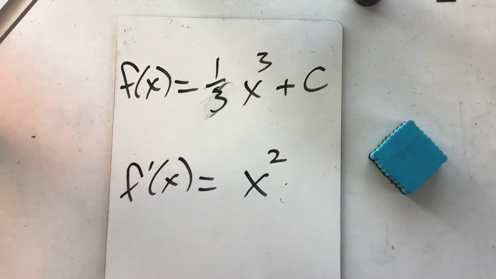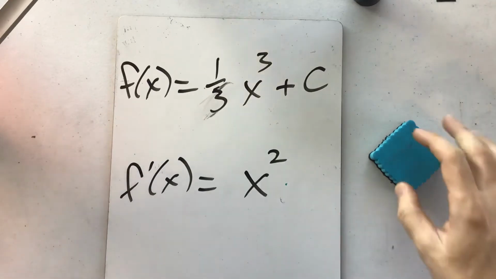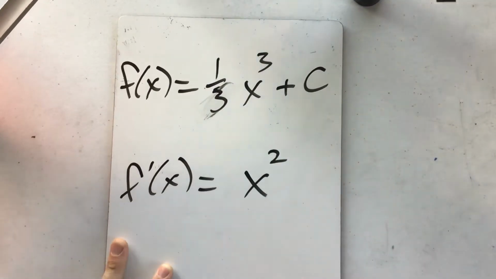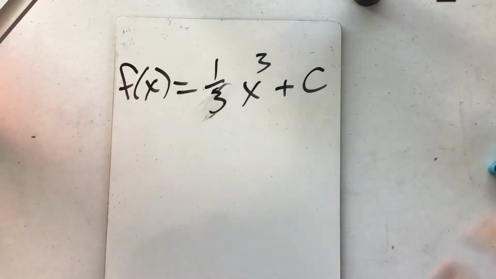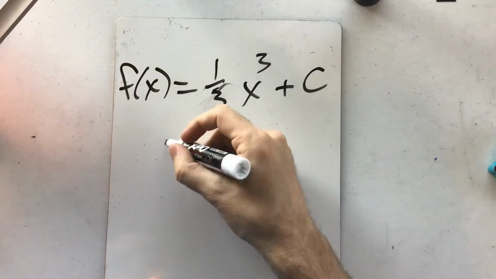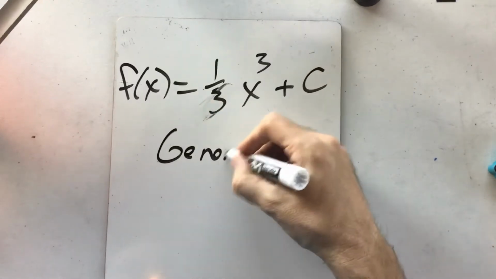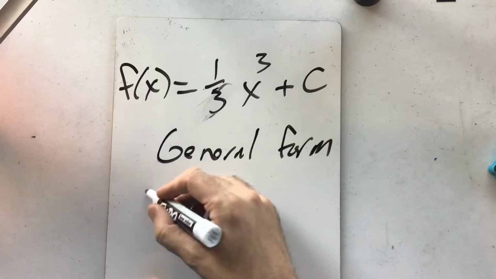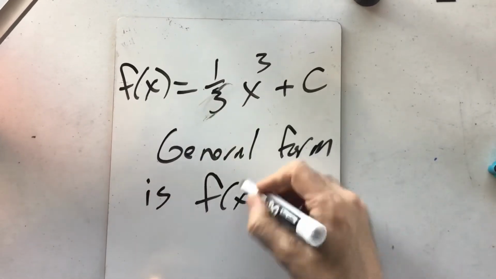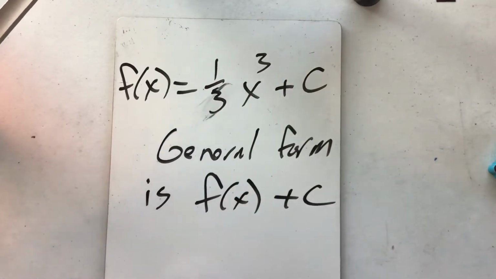And it doesn't matter what the constant is. Usually we think of it as 0, but sometimes 0 isn't the number that we want. Sometimes that number is a different constant. So the general form is f of x plus c. So we always add this plus c.